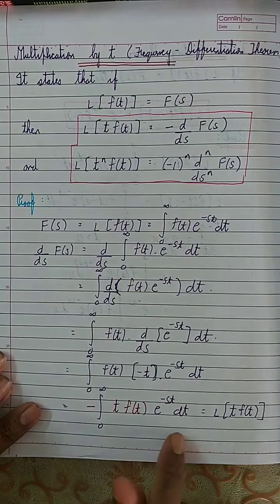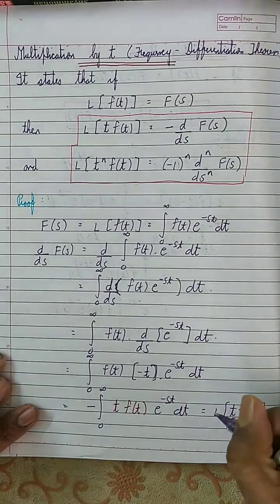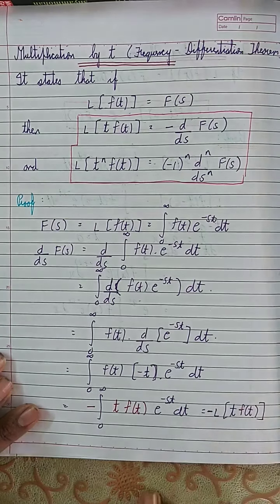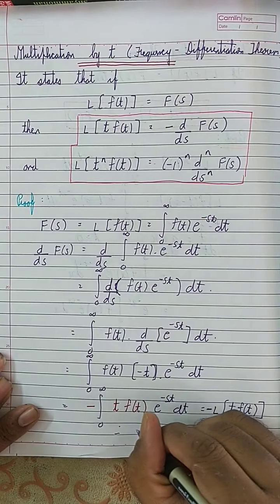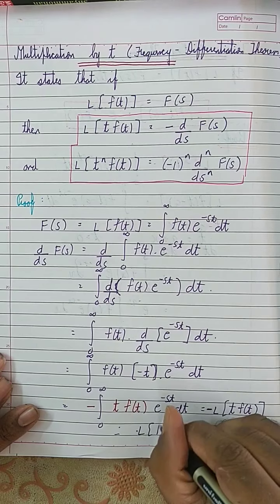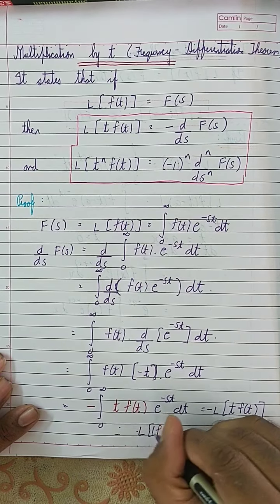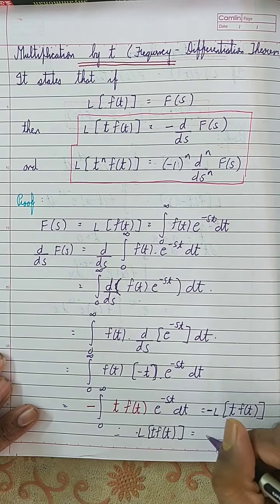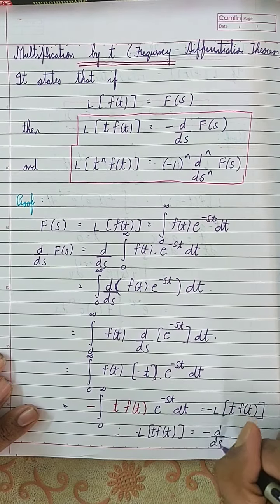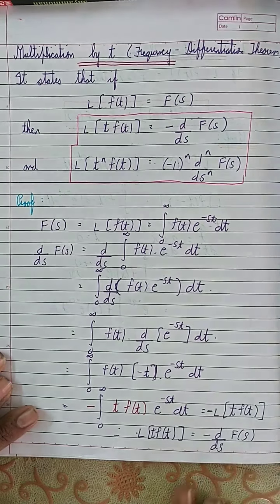So therefore I can say that there's a minus sign also over here, right? Therefore I can say that the Laplace transform of t f of t is equal to minus d by ds of F of s.